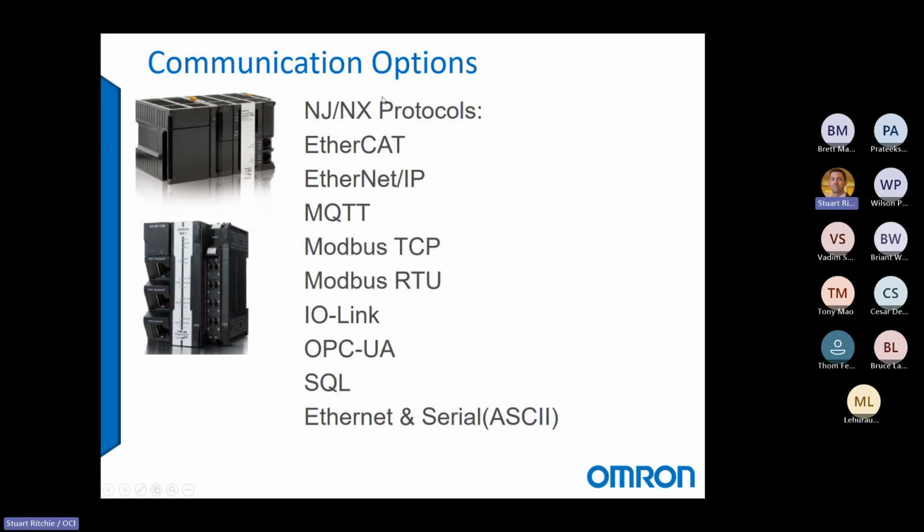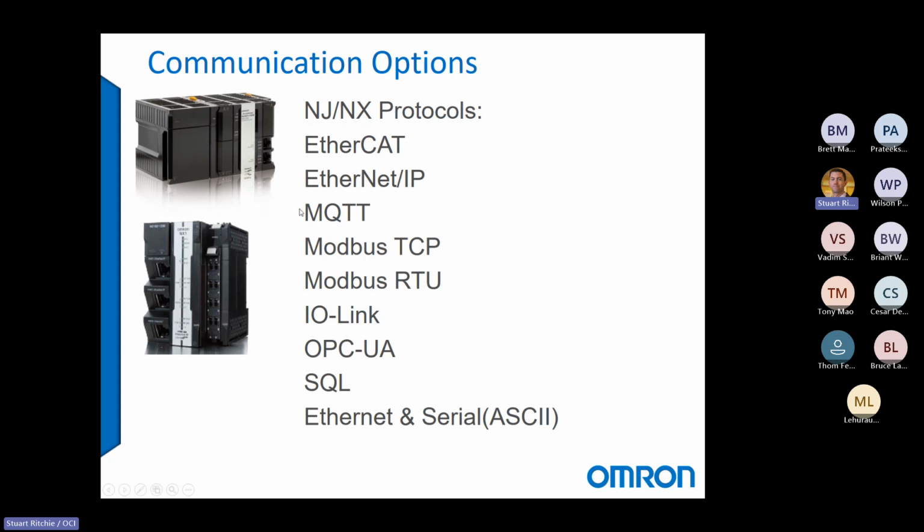Now the NJ and NX, the protocols that they have in common are EtherCAT and Ethernet IP. These have Ethernet and EtherCAT ports on all NJ and NX CPUs, and the protocols themselves are embedded much deeper. They essentially run in the background and manage the connection. They alert you of any problems. And in the case of Ethernet IP, it's even a self-healing network. So they're very core protocols, EtherCAT and Ethernet IP.